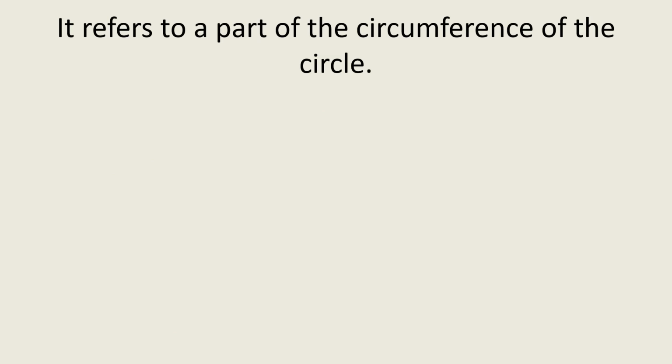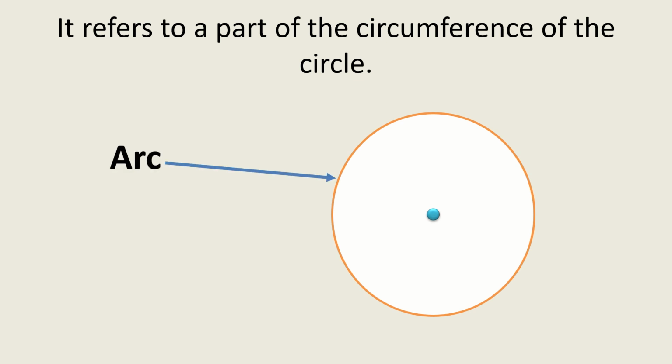An arc refers to a part of the circumference of the circle. So if this is our circle, when we say arc, what is an arc? It is just a part of the circumference of the circle. Let's say, for example, there is a point here and another point here. When we say arc, it is just a portion, only the part covered by our two endpoints, just a small part of the circumference of the circle.